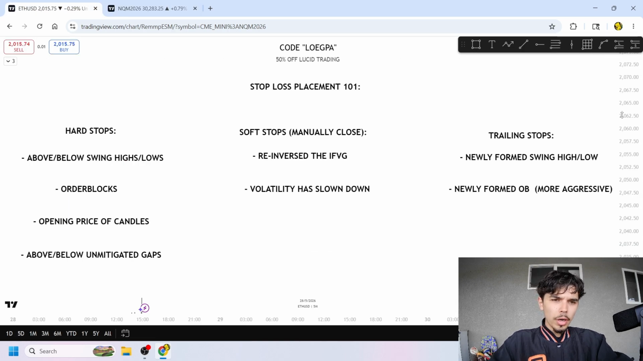And as far as the trailing stop losses go, this is for when you are in profit. Okay, there's really two types you can do. You can do newly formed swing highs or lows, or newly formed order blocks. And the order block trailing is going to be a lot more aggressive than the swing highs and lows. And I will show you guys right now what that looks like.